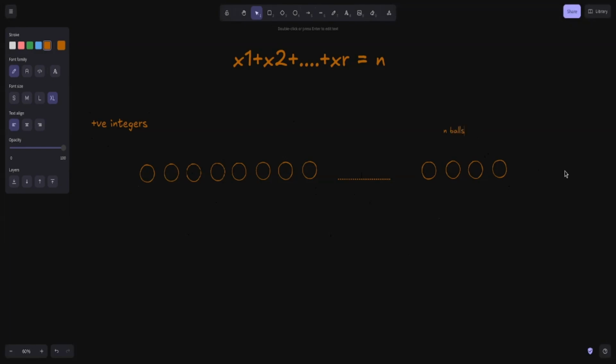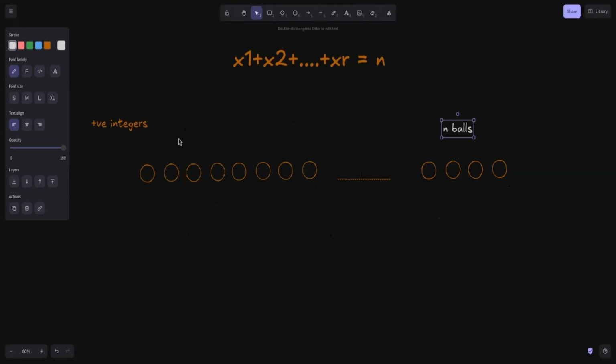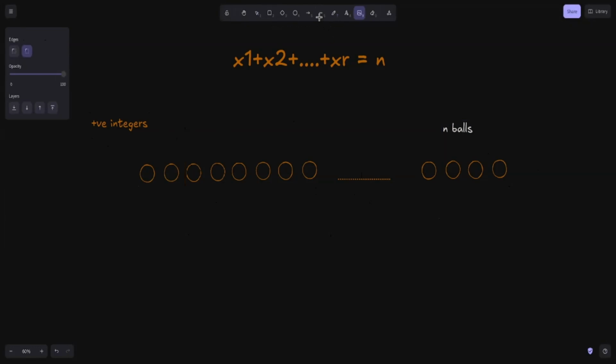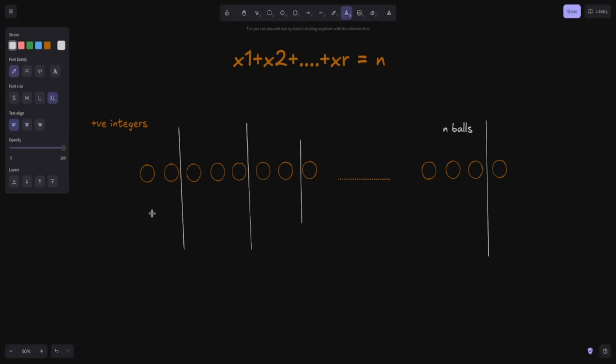Now I have n balls, and now let me place some sticks like this. So what do these sticks signify? We have to count the number of balls on the left of the stick, every time.